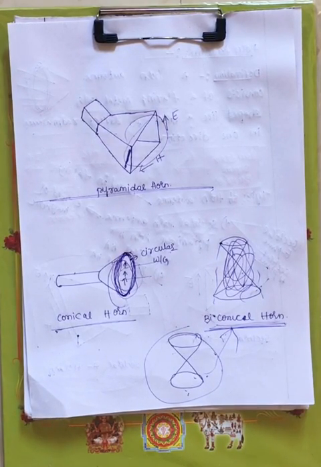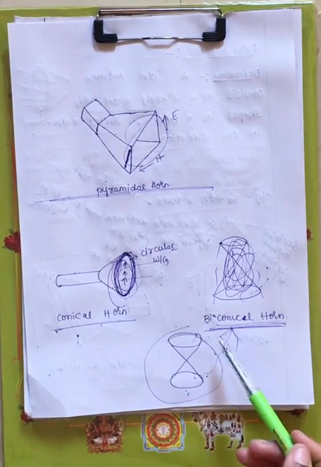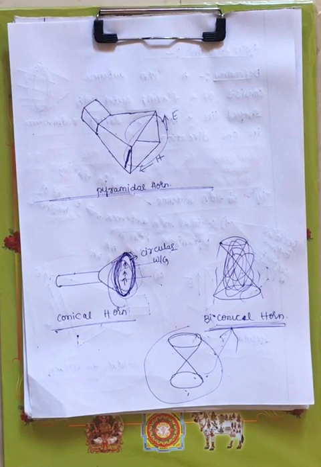Now coming to the fourth type, biconical horn. The name itself indicates biconical, that is a combination of two conical horns. If you see this, conical will radiate only in one direction. Now this biconical horn can transmit in two directions equally. These are the different types of horn antenna.